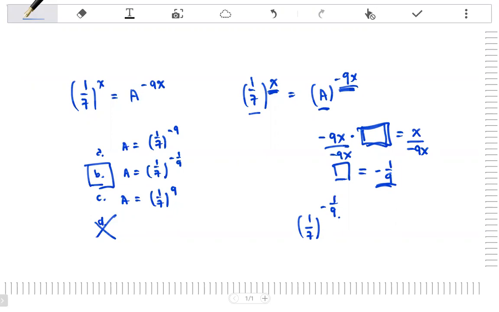If we plug it in the equation, like that, negative 9x, we see that negative 9x multiplies with negative 1/9, leaving 1/7 and x, which is the same as this. So B is correct.